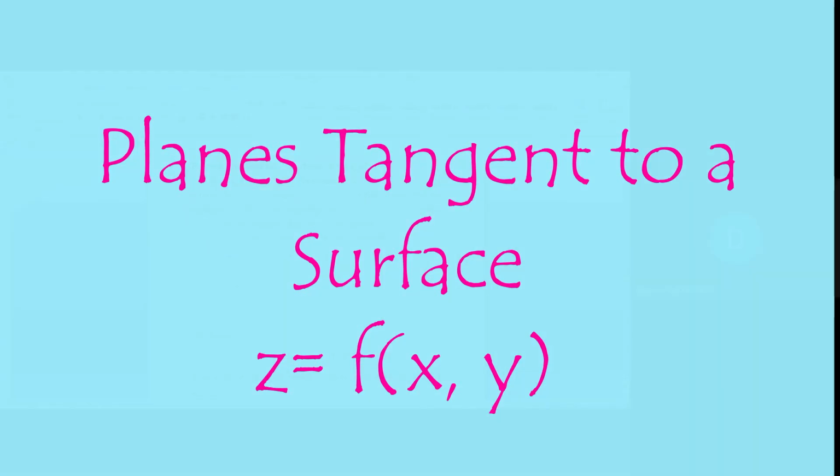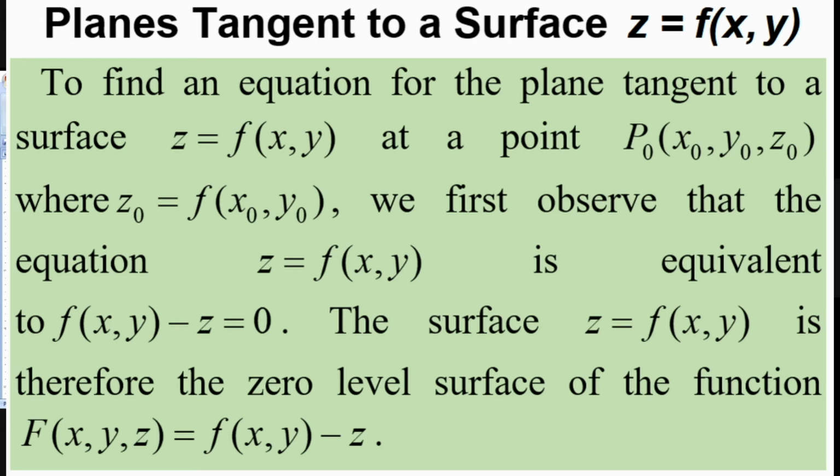Now, planes tangent to the surface z equal to f of x, y. To find an equation for the plane tangent to a surface z equal to f of x, y at a point P naught with coordinates x naught, y naught, z naught, where z naught is equal to f of x naught, y naught, we first observe that the equation z equal to f of x, y is equivalent to f of x, y minus z equal to 0.